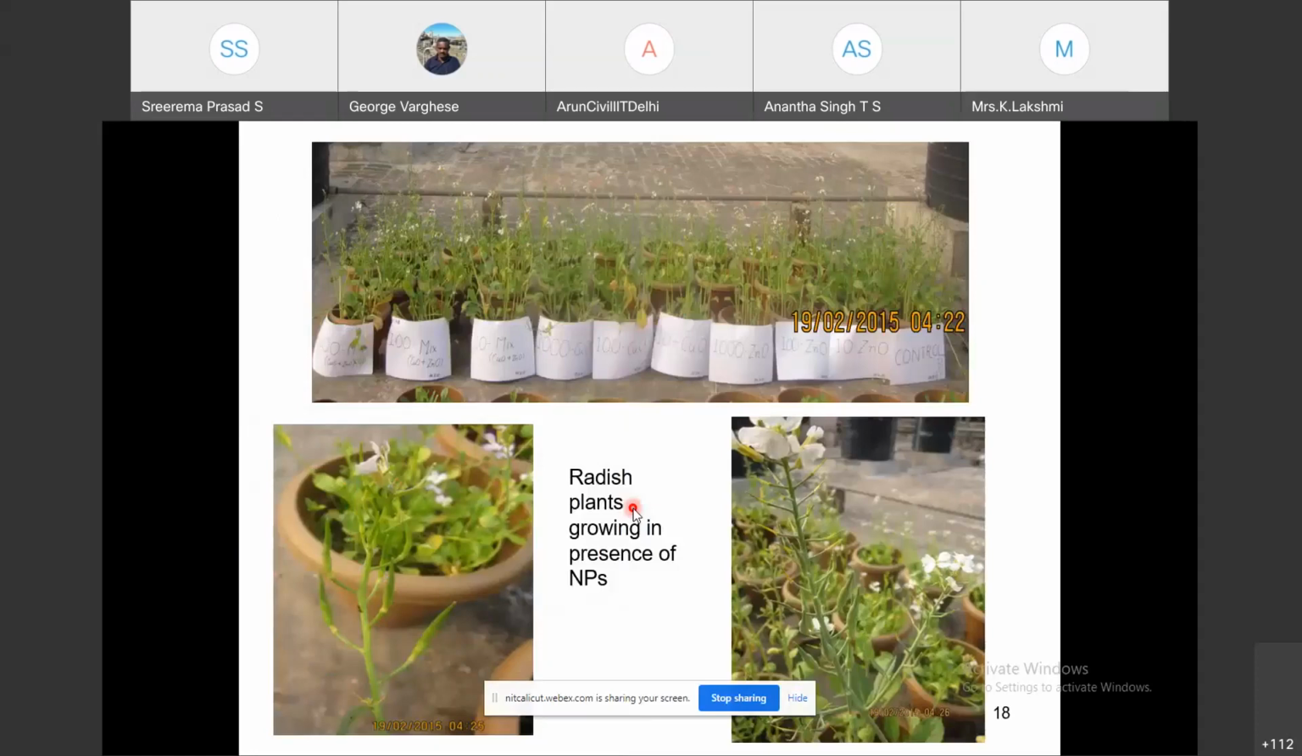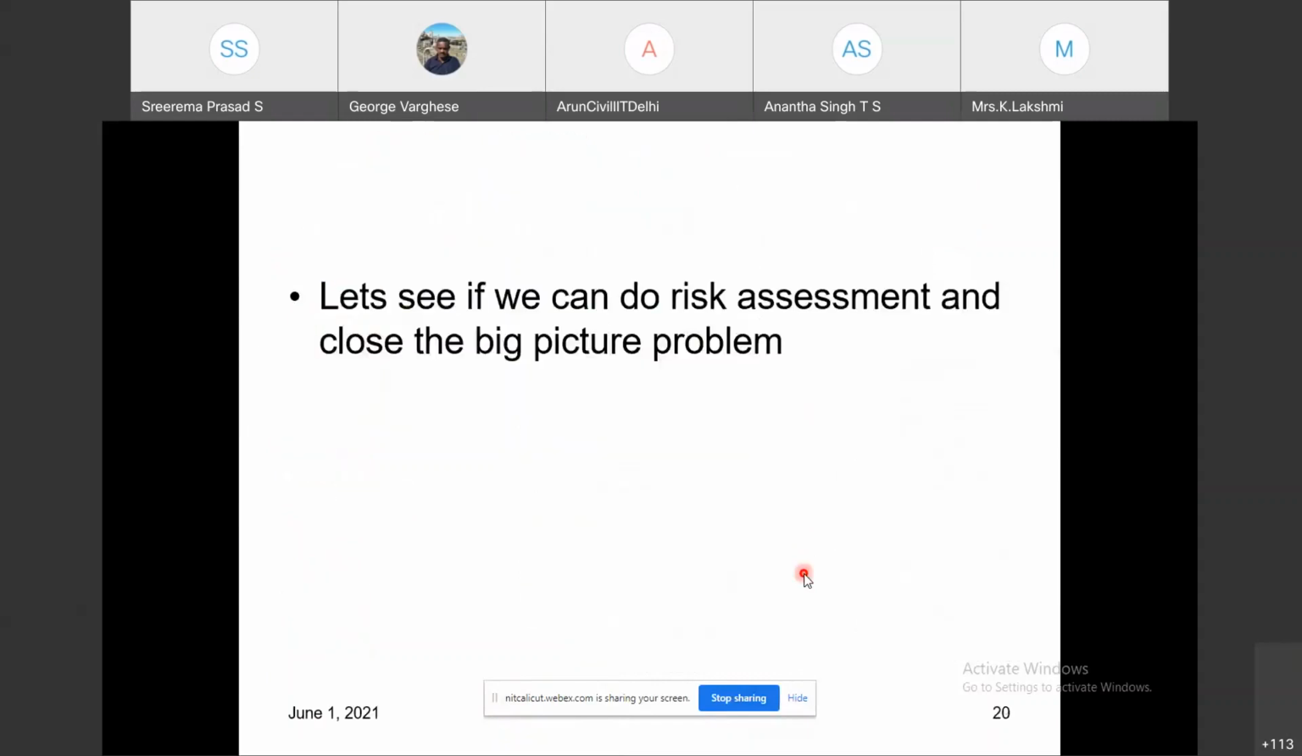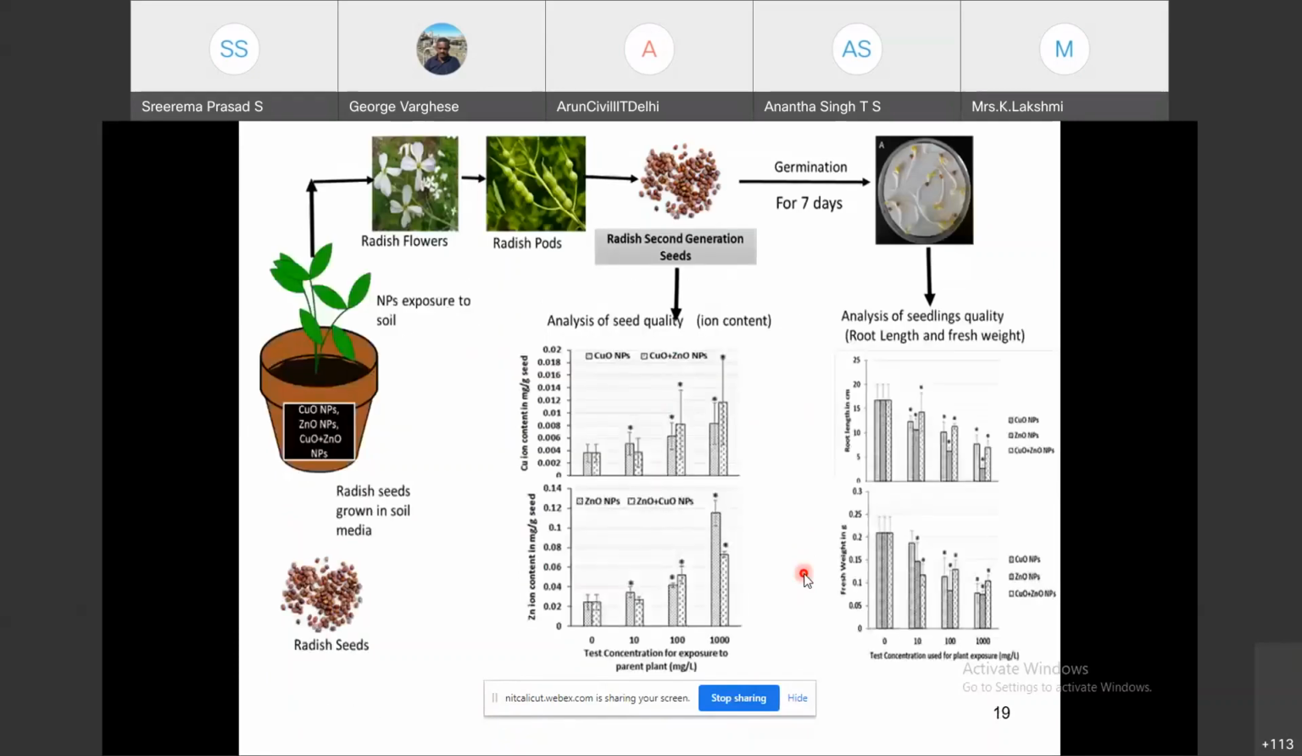She was doing that with respect to radish, and we were trying to find out how it differs with respect to seed quality, seed metal content, and during seed germination, whether it is going to affect or not. So in general, this is a very small setup. Obviously, we were not doing the standard test. We are just trying to see the actual application-based test.